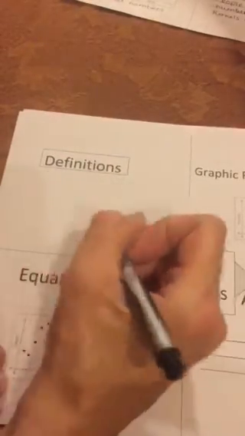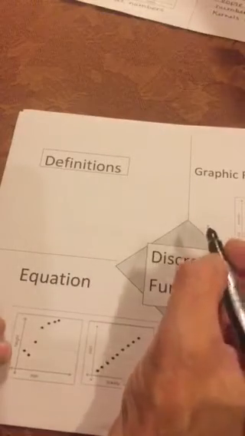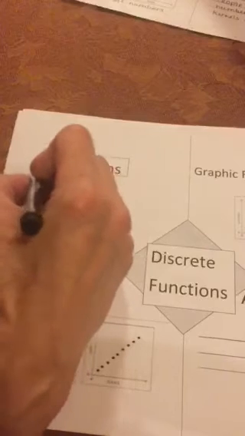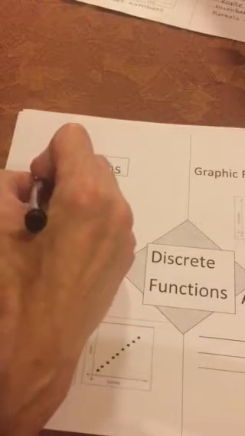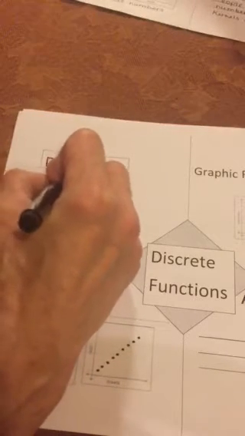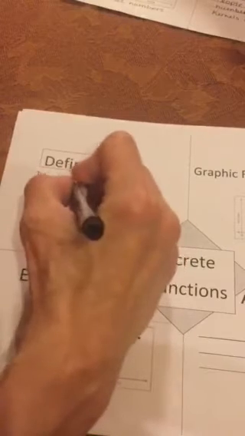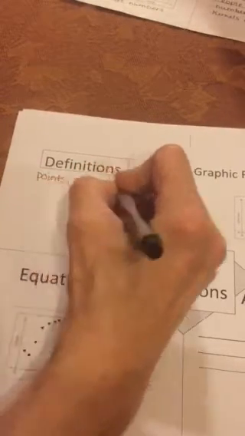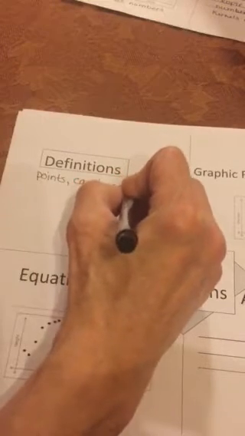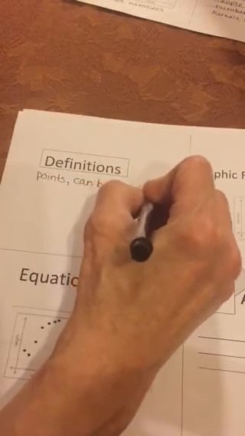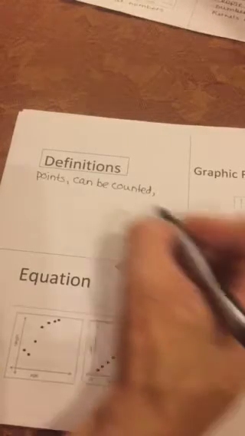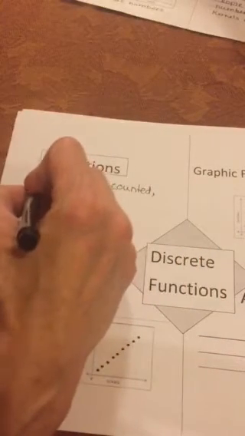So as a definition, we want to come up with something that's a little more user-friendly than what we had yesterday. So maybe we could put down that it's points and they can be counted. And after that, maybe we can put down that the points are not connected.